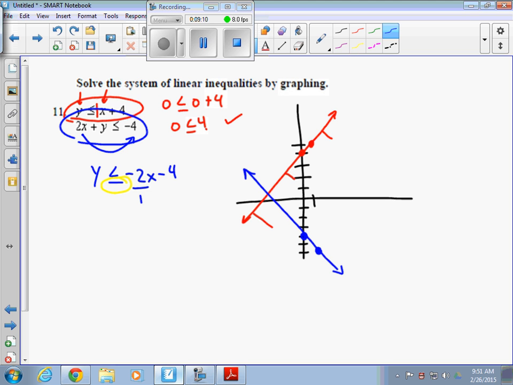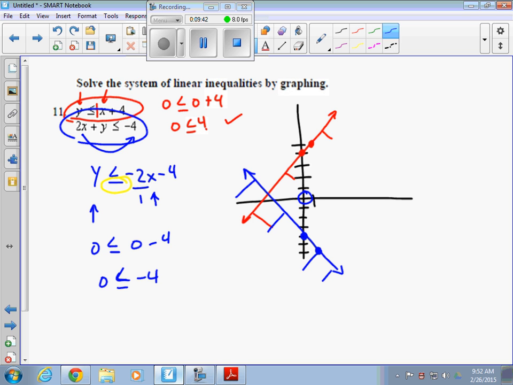And then we have to determine which way to shade it. It doesn't pass through 0, 0. So let's see if we have a true statement with 0, 0 or not. 0 is less than or equal to -2 times 0, anything times 0 is 0, that's why we use it, then minus 4. I keep wanting to write positive 4, but it's -4. So 0 is less than or equal to -4. That is the question you have to determine, if it's true or false. That is a false statement. So we don't shade towards 0, 0 there. We shade away from 0, 0 there.